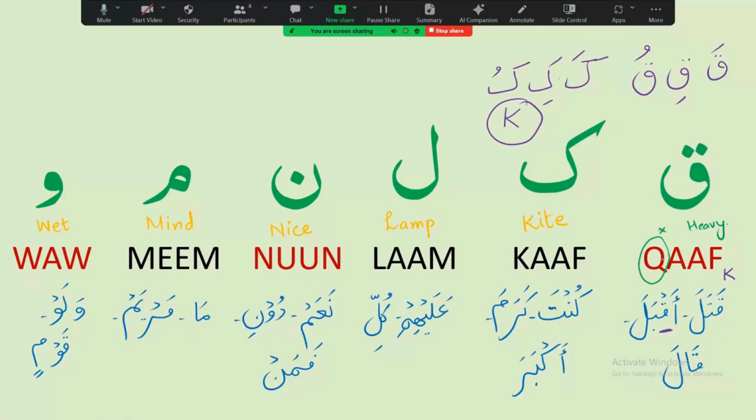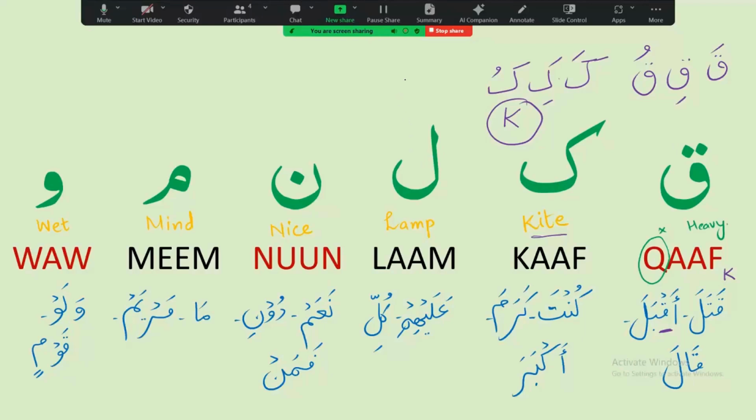And the second one is kaf. Like we say kite in English, the example can be of kunta. The second one here is karama. Again, we have kaf letter here. The third example is akbara, right? The light sound. So the first one was qaf, the second one is kaf, light. The first one is heavy mouth, like full mouth. The second one is light, it is empty mouth.